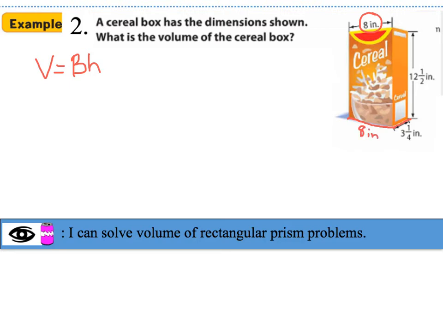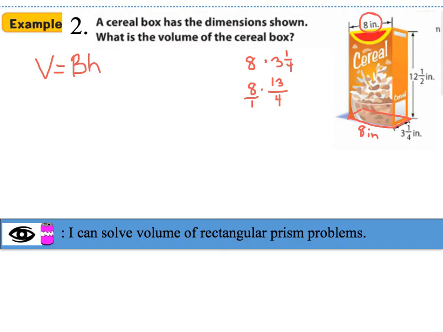So let's go ahead and find the area of the bottom portion of the cereal box. So by doing length times width, I can do 8 times 3 1/4. If I convert my mixed number into an improper fraction, I get 13 over 4. And I can make 8 into a fraction by placing it over 1, and I would go ahead and multiply straight across.